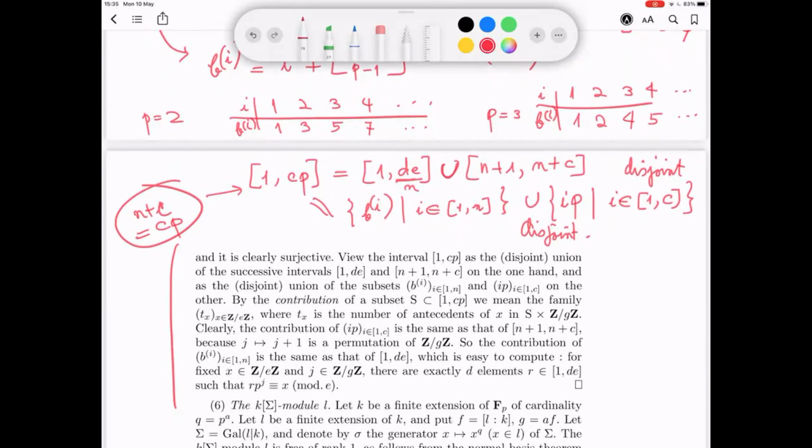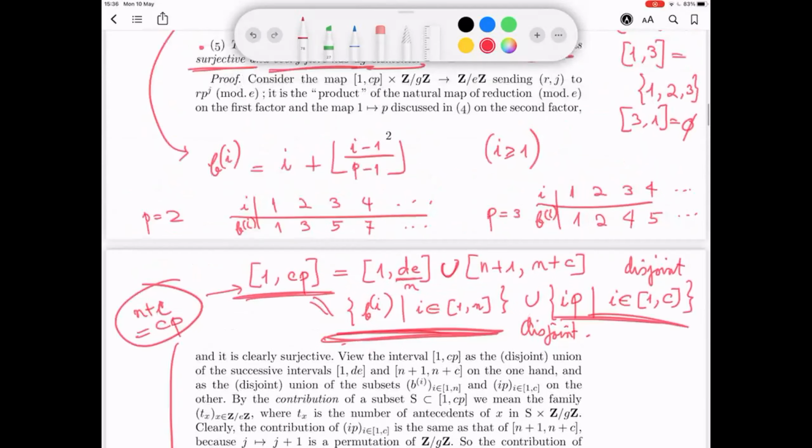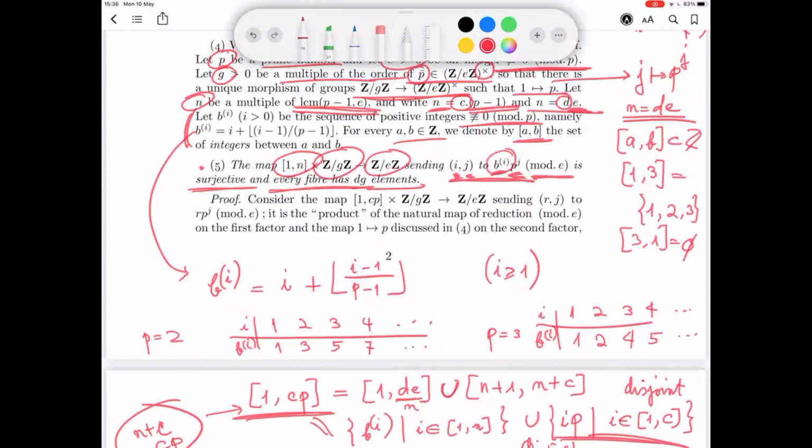But of course, this interval can also be written as the union of the subset consisting of those numbers which are prime to p and those which are multiples of p. So in some sense, what you have to compute is the contribution of these things which are prime to p, because that's how this map is defined, right? These prime to p things.